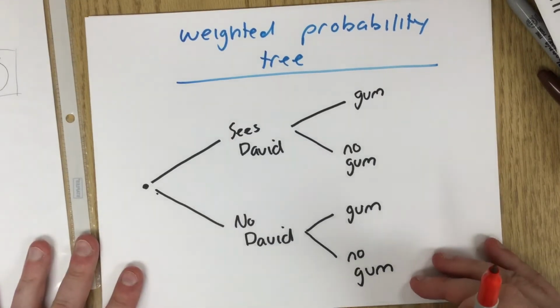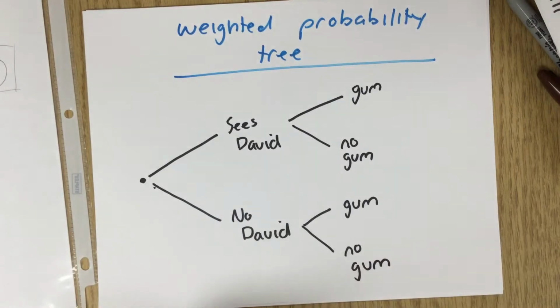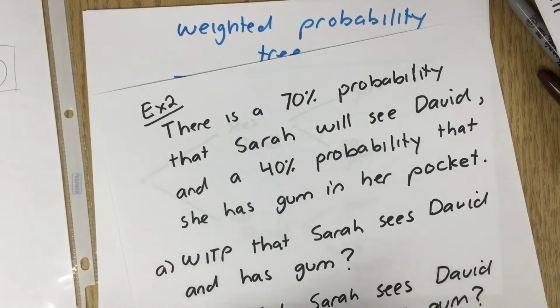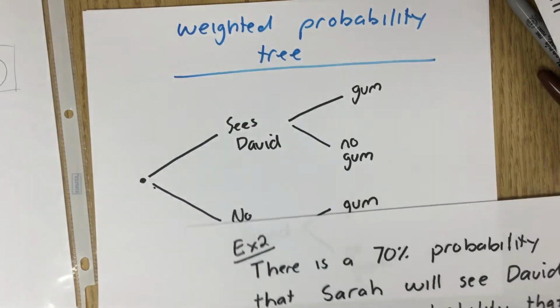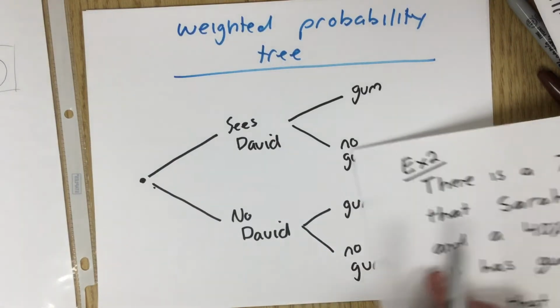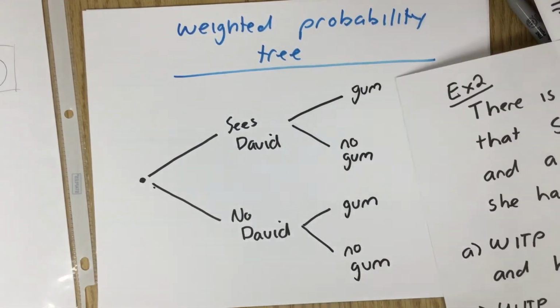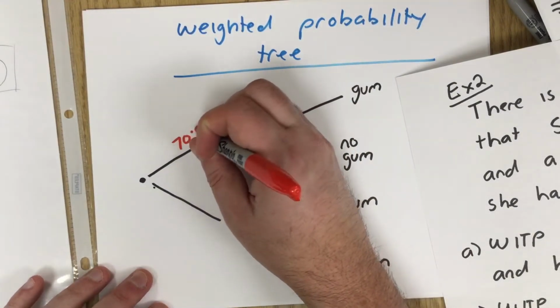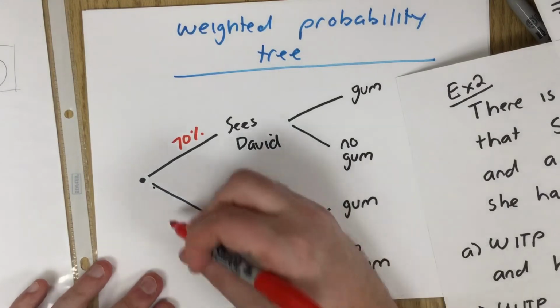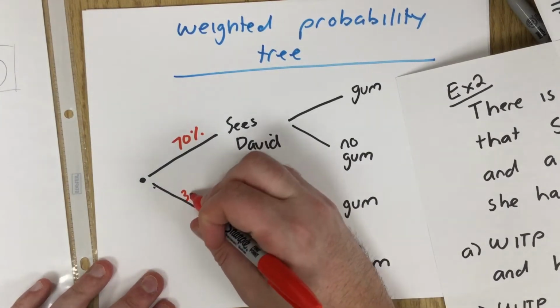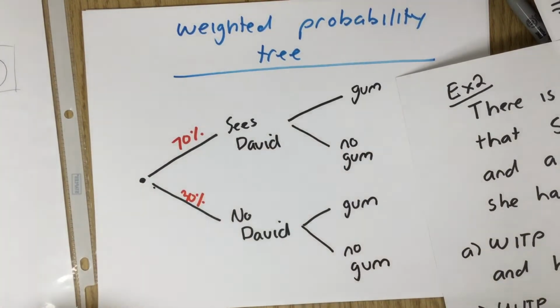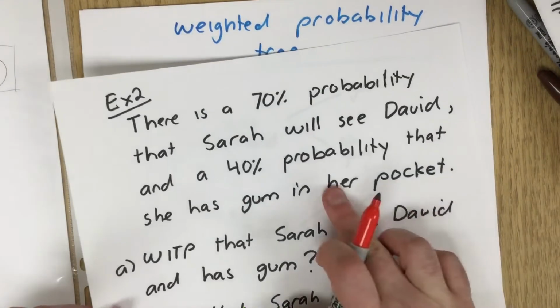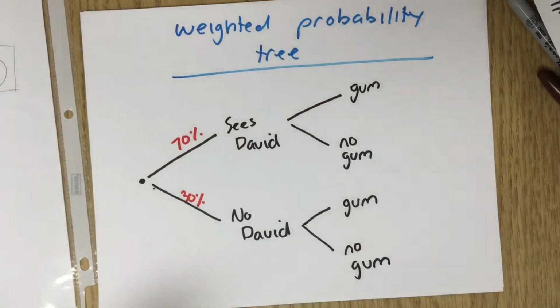I'm going to show the previous example in a slightly different way. Just to remember, we had a 70% probability that Sarah will see David and a 40% probability that she has gum in her pocket. So there's a 70% probability that she sees David and a 30% probability that she does not see David. And there's a 40% probability that she has gum in her pocket.